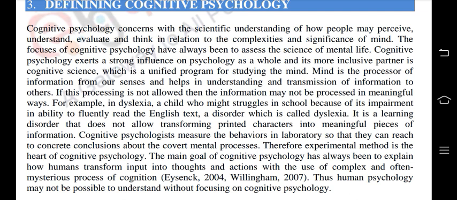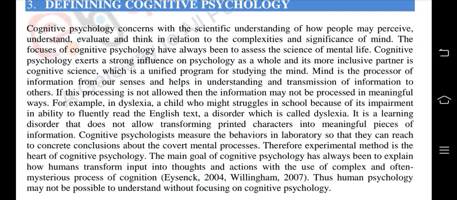The focus of cognitive psychology has always been to access the science of mental life. Cognitive psychology exerts a strong influence on psychology as a whole, and its more inclusive partner is cognitive science, which is a unified program for studying the mind. Mind is the processor of information from our senses and helps in understanding and transmission of information to others. If this processing is not allowed, then the information may not be processed in meaningful ways.